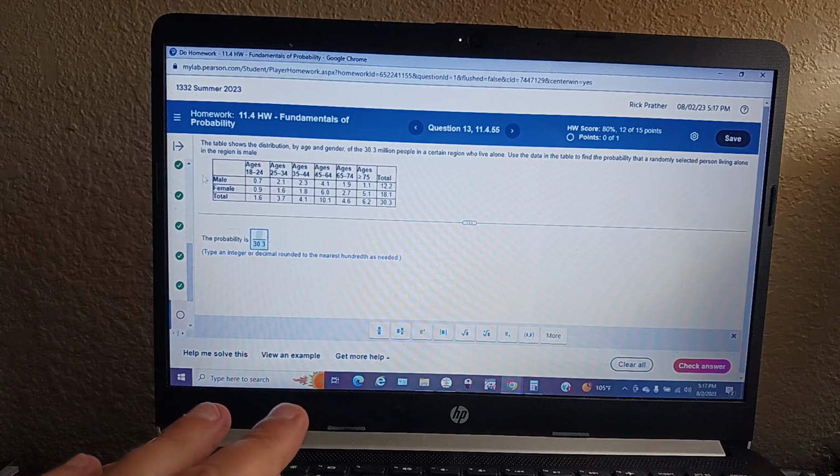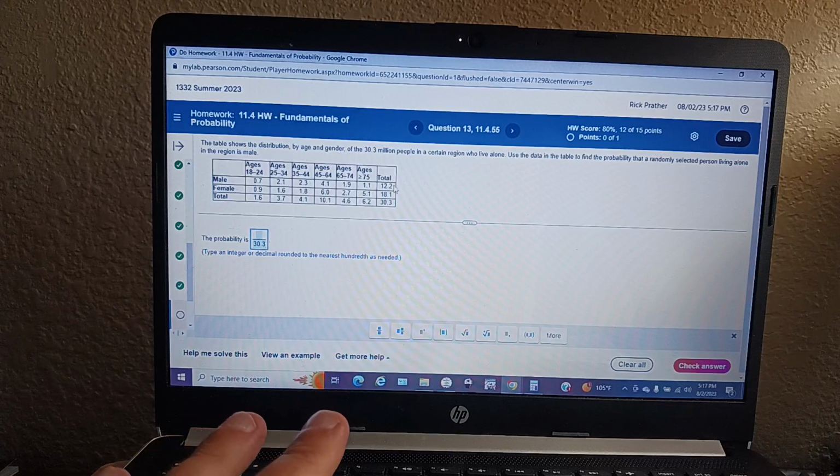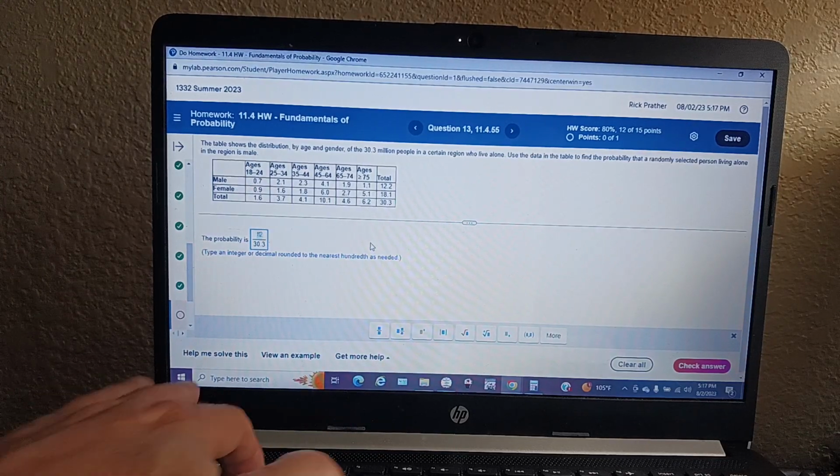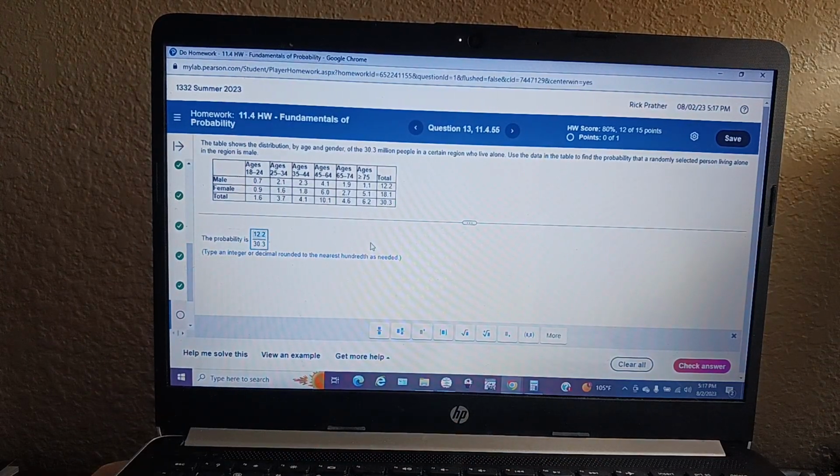So find male in the chart, and then you go all the way across that row or column to the end where the totals are. This 12.2, that's how many good cases there are. 12.2 million or whatever this is. These are like people in a large state, just from census records. So 12.2 million out of the 30.3 million people in this region are males. That's your basic probability right there. That's where you do the good over the total.